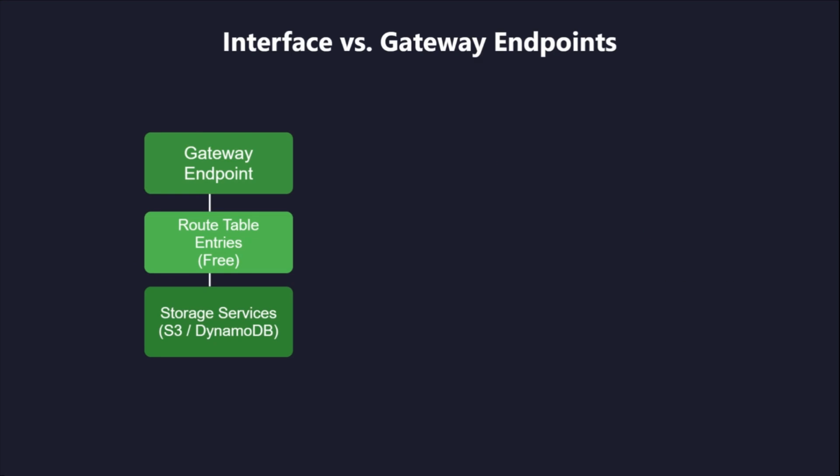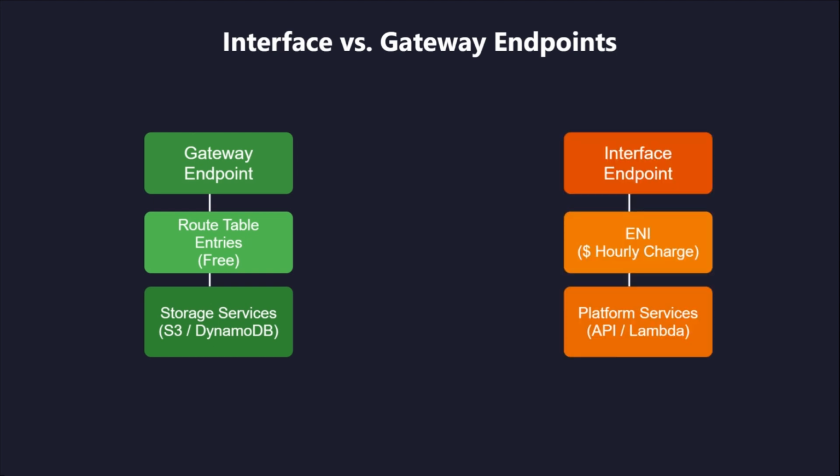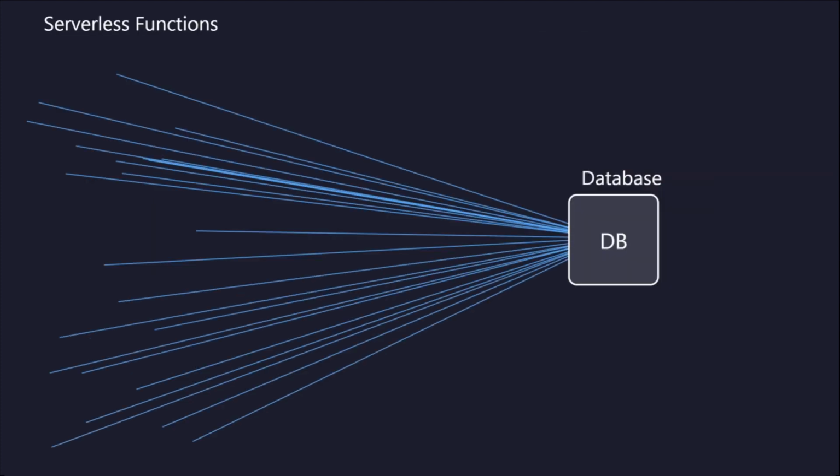Distinguish between interface and gateway endpoints. Gateway endpoints are free and use route table entries for storage services, while interface endpoints use elastic network interfaces and incur a small hourly charge for high-speed access to other platform services and applications.